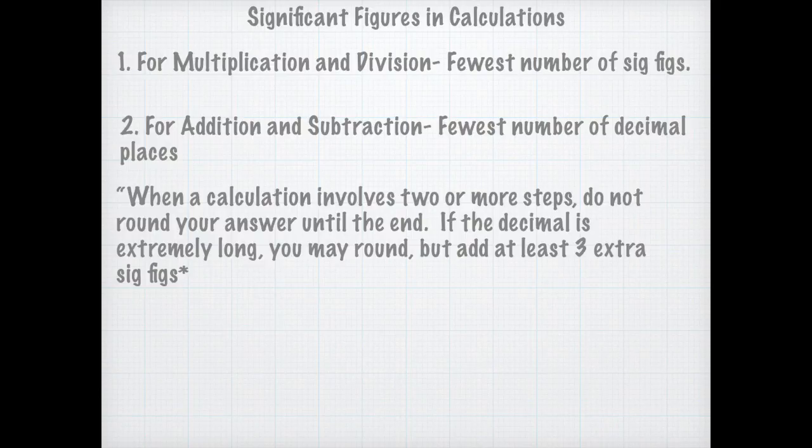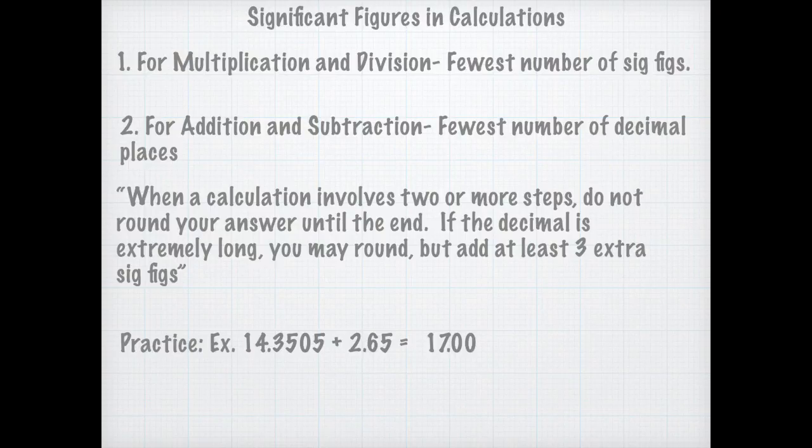Now, when a calculation involves 2 or more steps, don't round your answer until the end, because the issue that you will run into is that you will be over rounding, and so if you keep rounding throughout the problem, your final answer will be off. So let's look at a practice problem. I've got 14.3505 plus 2.65. Since I am adding, I'm going to be using the fewest number of decimal places. The first value has 4 decimal places, while the second one only has 2. So my final answer, once I add these together, needs to round to only have 2 decimal places, which gives me the answer of 17.00.